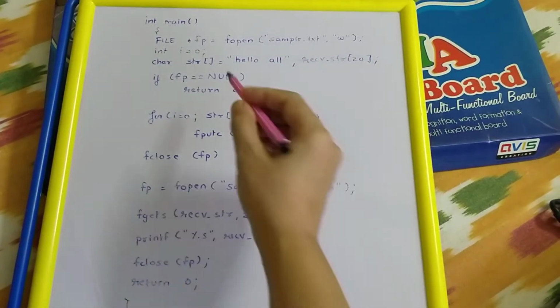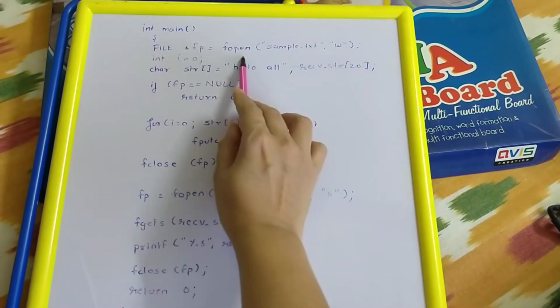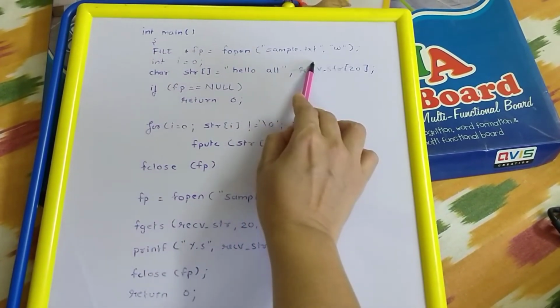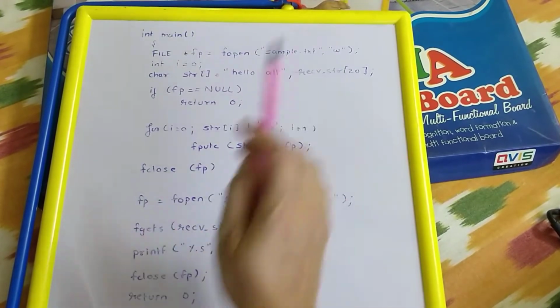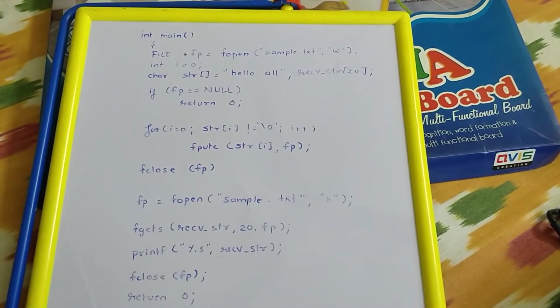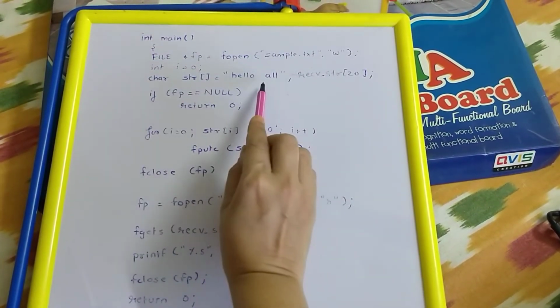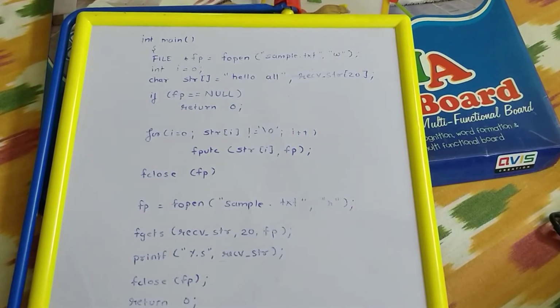In the first statement you can see we have created a file pointer fp and opened a file called sample.txt with the write mode because we are going to write into the file. We have initialized a string variable str with a string called hello all.